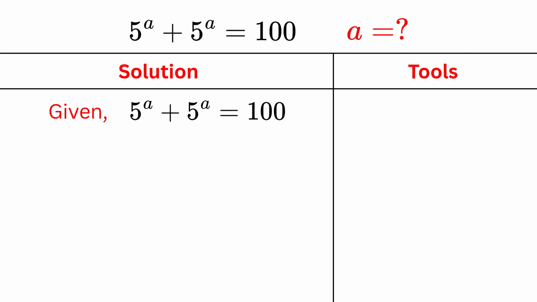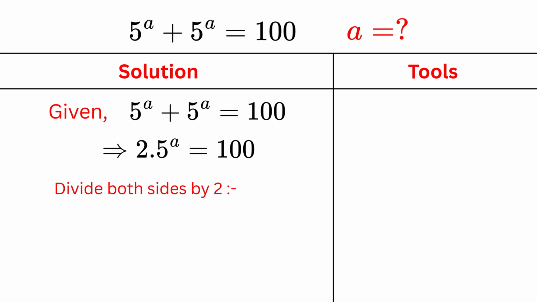So this becomes 2 times 5 raised to the power a. Now our equation is 2 multiplied by 5 to the power a equals 100. To make it simpler, divide both sides by 2. That gives 5 to the power a equals 50.